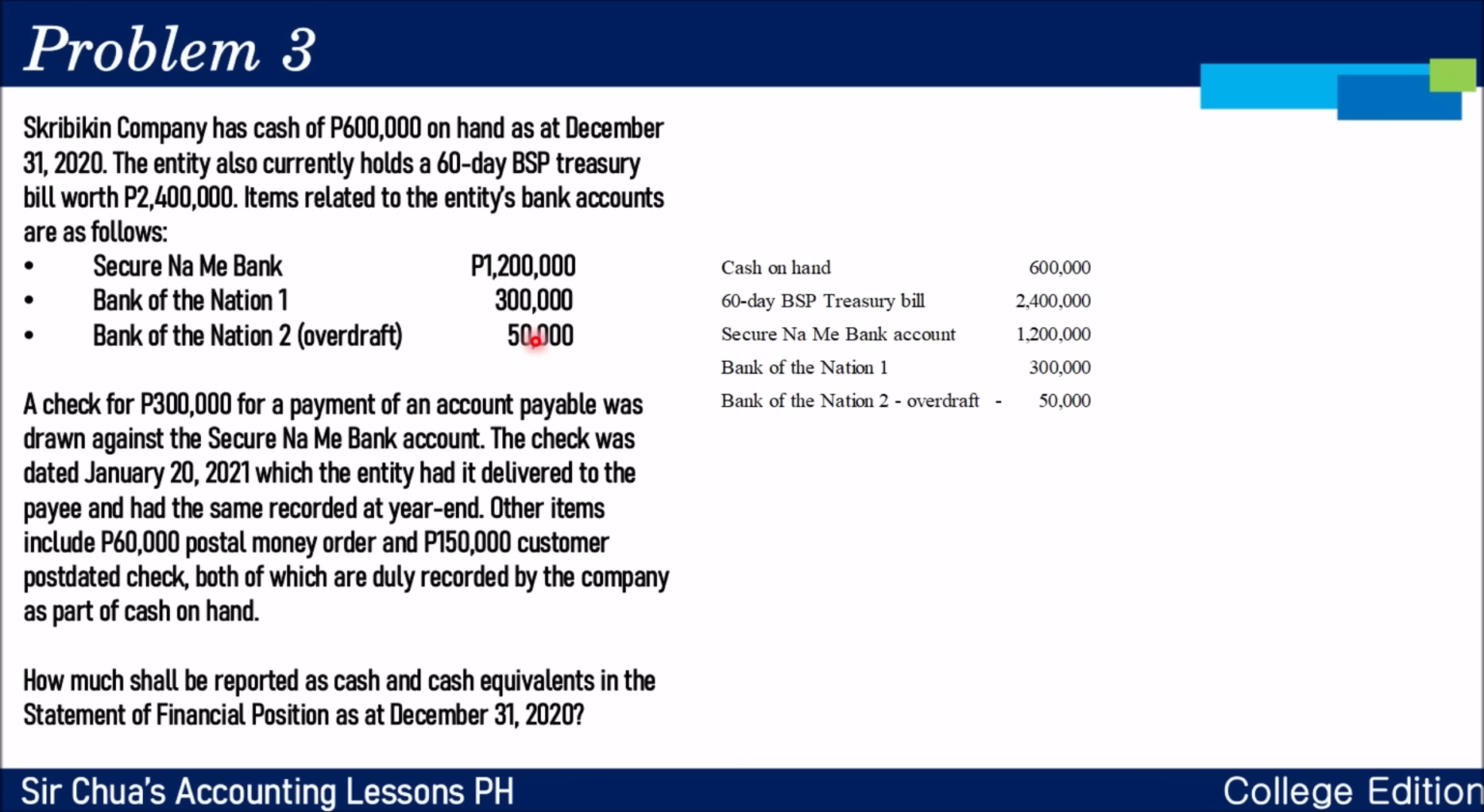How about the 60,000 PMO or postal money order and the 150,000 customer post-dated check? What shall we do here? It says both of which are recorded already as part of cash. So, if recorded as part of cash and it truly belongs there, we need no adjustment. But if it doesn't belong, you need to remove it. The 60,000 postal money order is rightfully part of cash. No problem there. How about this 150,000 customer post-dated check? It was immediately put in cash.